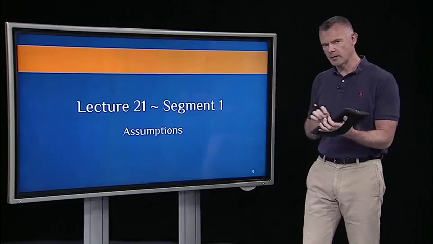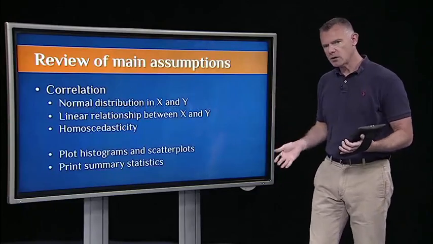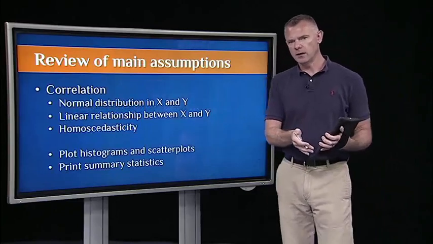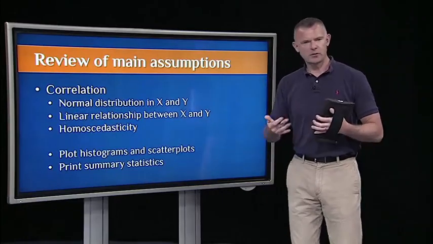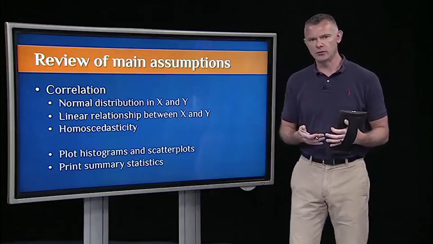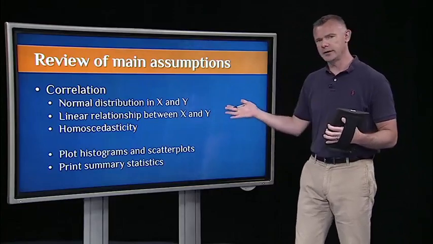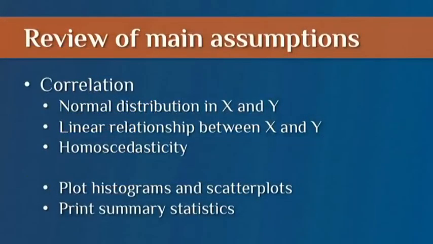So let's talk about some of the main assumptions in this first segment. So let's go all the way back to the beginning of the semester. At first we talked about different kinds of research methods, then we talked about how to do basic descriptive statistics, and then we got into correlation. And once we started doing correlational analyses, it's where assumptions started to play a role.